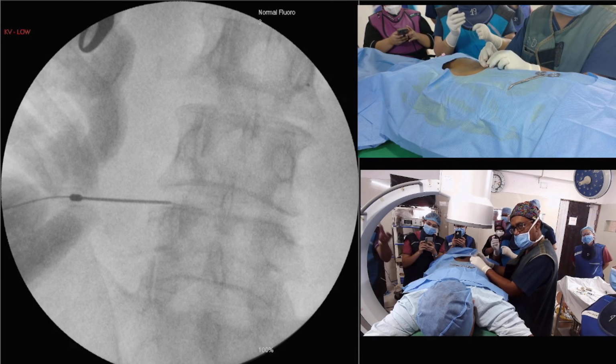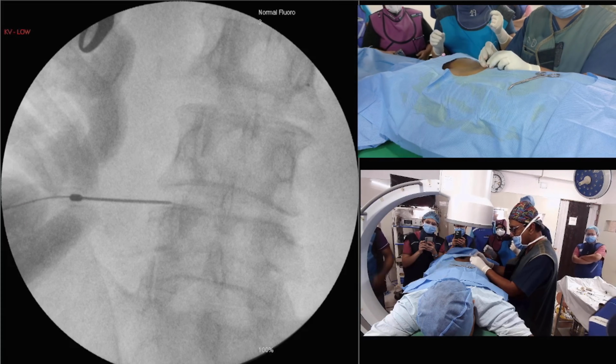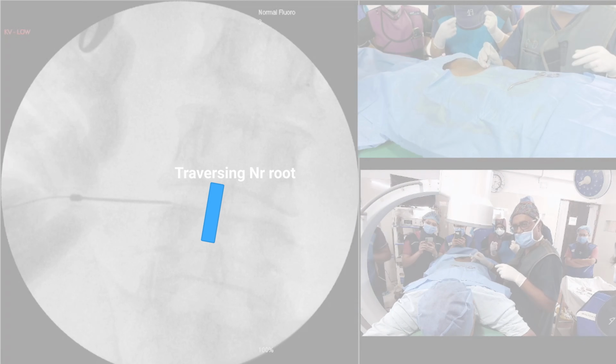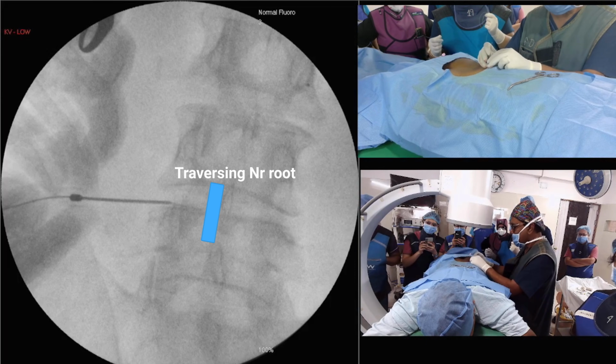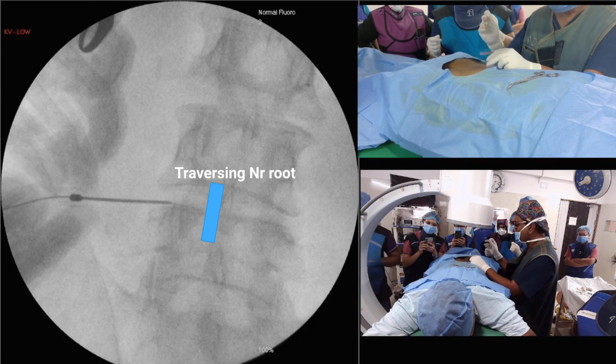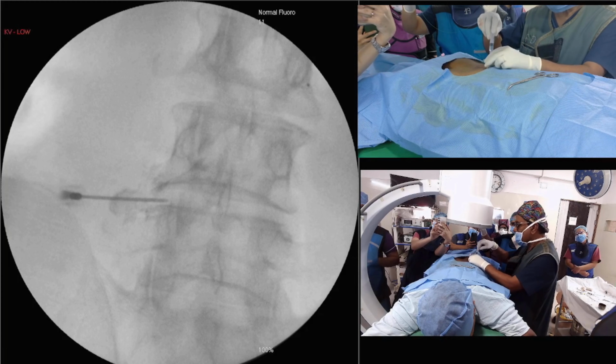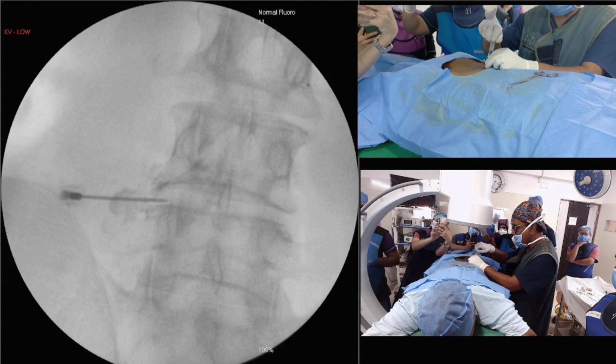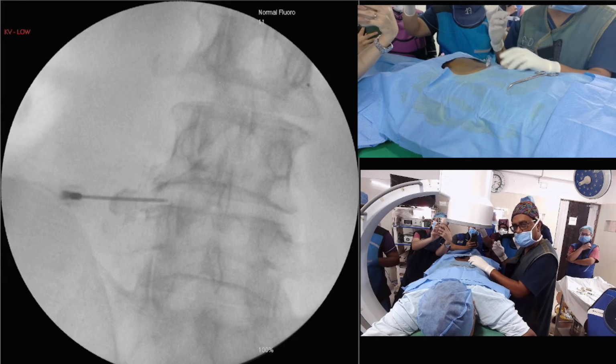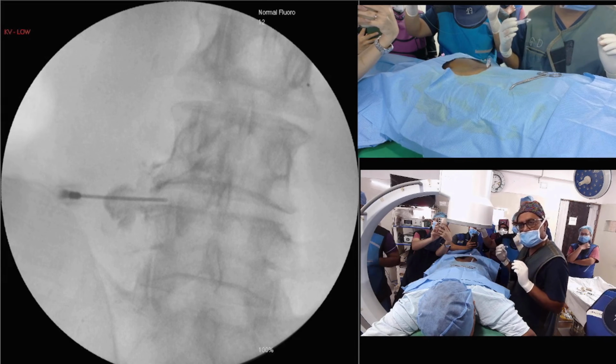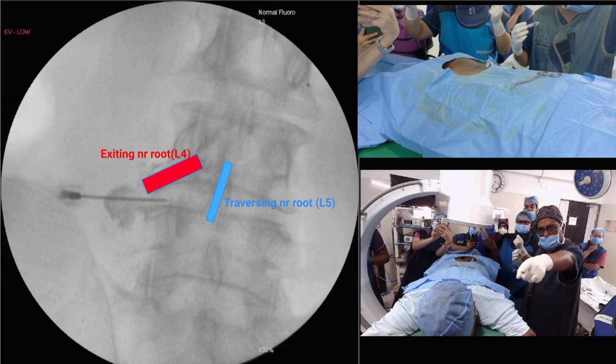Basically, I need to reach close to the midline because you have to understand where is the tower. Yes, that is the root of the towers. Okay, hold it. Mostly the exiting nerve is same, but traversing nerve is also same.